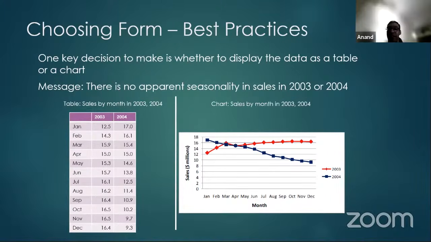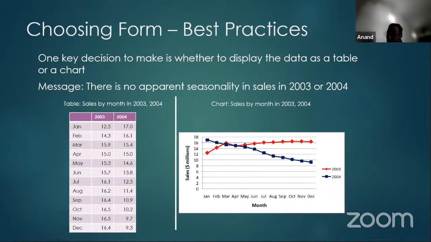And the secondary message might be that the trend is all wrong in 2004. Now, if I throw it in a tabular display like this, that message just doesn't come across. Maybe at some level a trend might be visible, but if my message is to show that there's no seasonality, the tabular display doesn't show it. But when I show it as a graphical display like this, the lack of seasonality shows up very clearly.